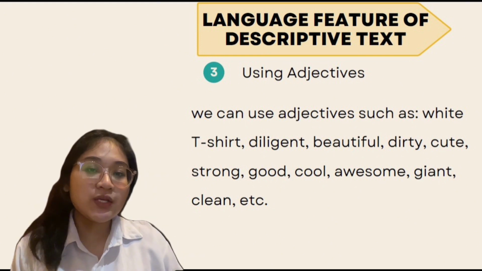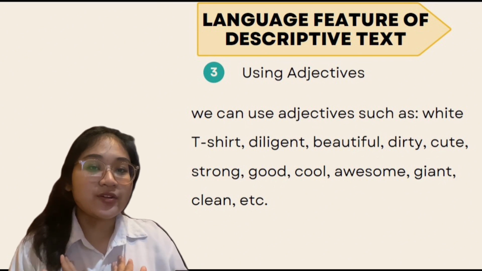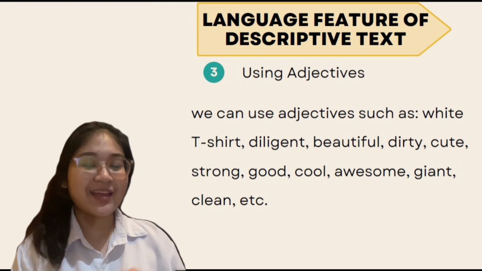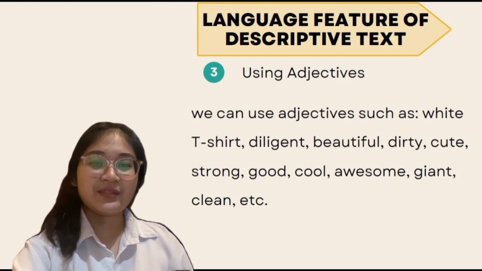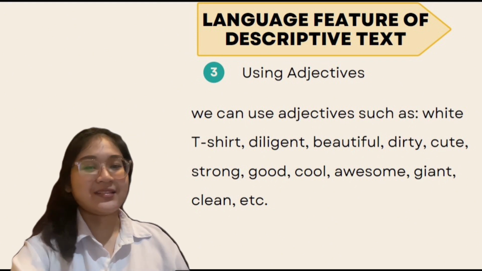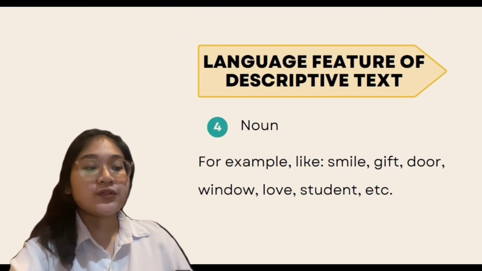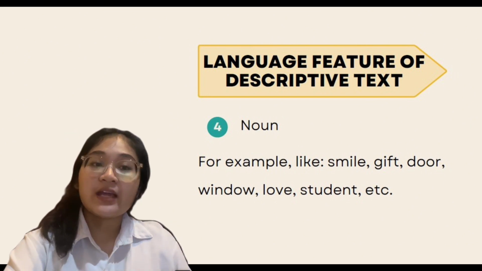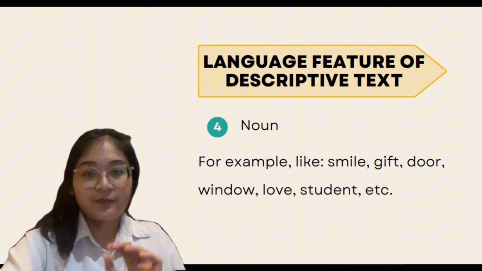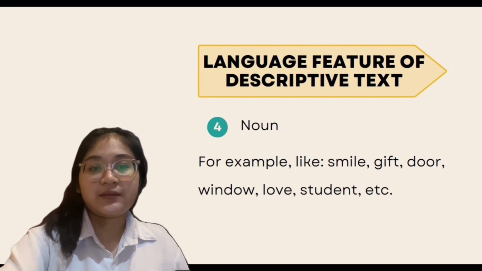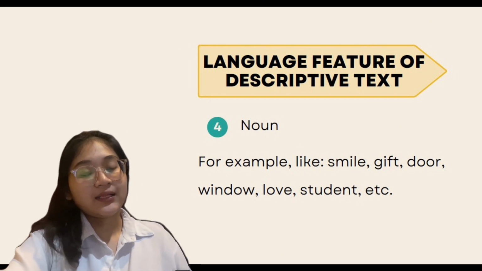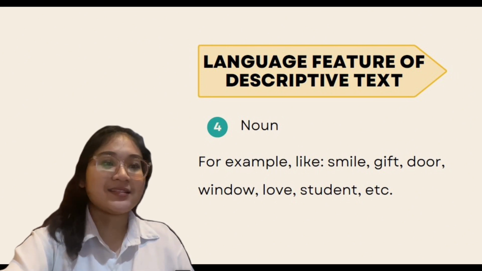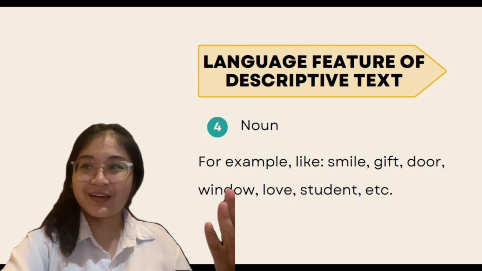In descriptive text, we can use adjectives such as white, diligent, beautiful, dirty, cute, strong, good, cool, awesome, giant, clean, and so on. We also use the sibling of adjective here, that is noun. Adding nouns allows us to be more specific and give physical details. For example, smile, girl, door, window, love, student, and so on. You got it? You got my explanation?